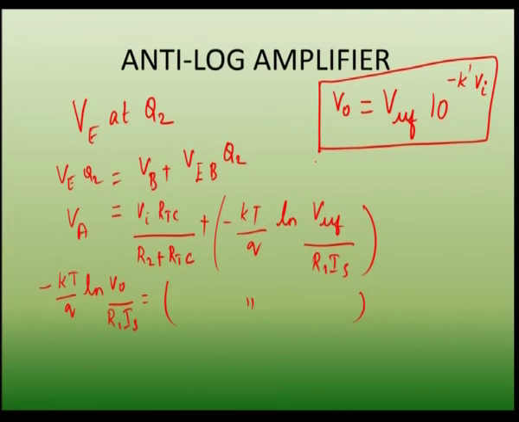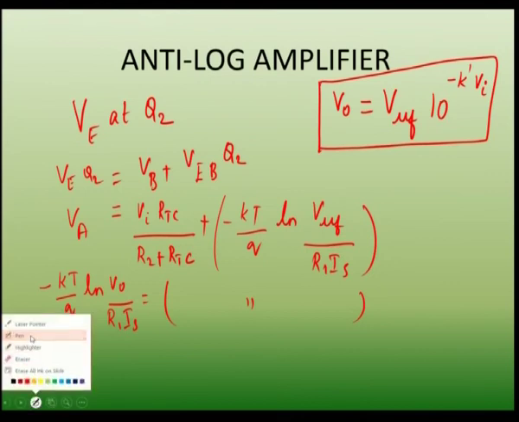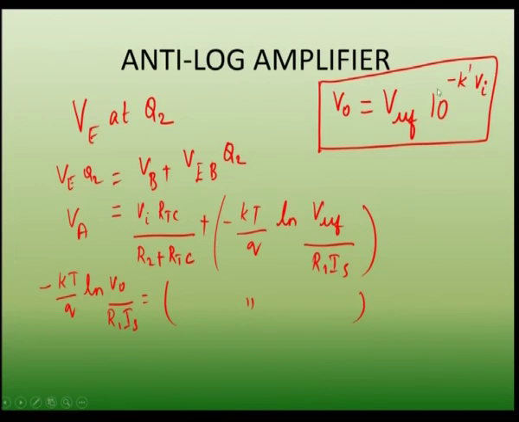So, when you change 1 volt in this input voltage Vi, then the output voltage will be decreased by 1 decade. That is the output we are getting from the anti-log amplifier, and we have to know how the natural logarithmic value will be converted into logarithmic value.